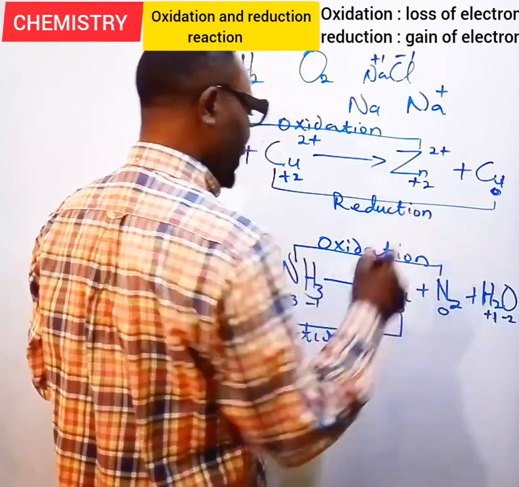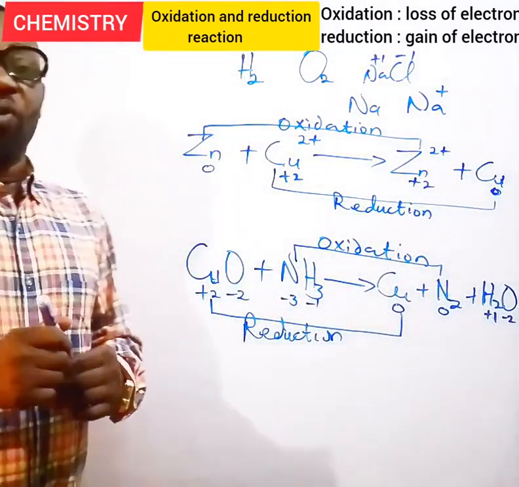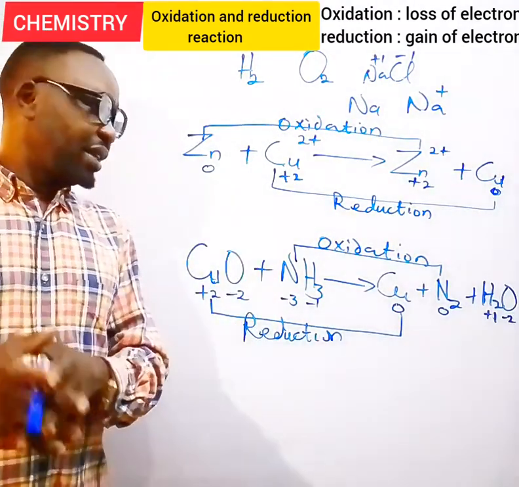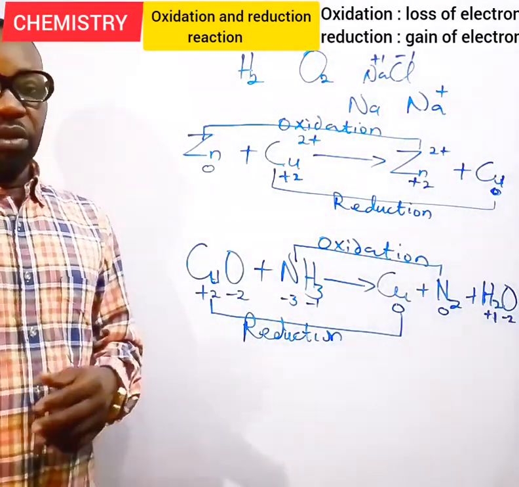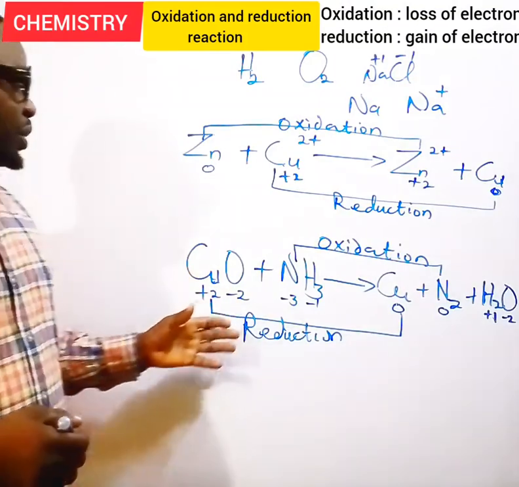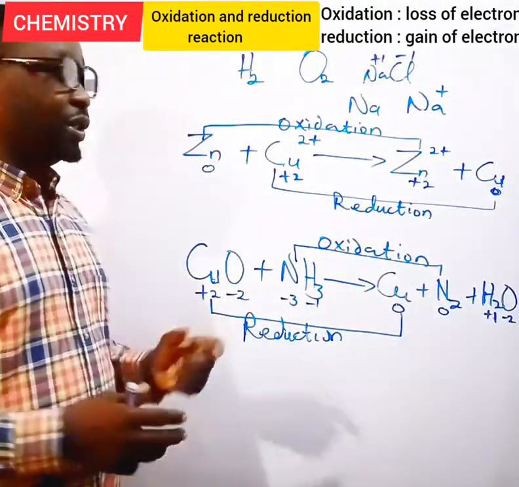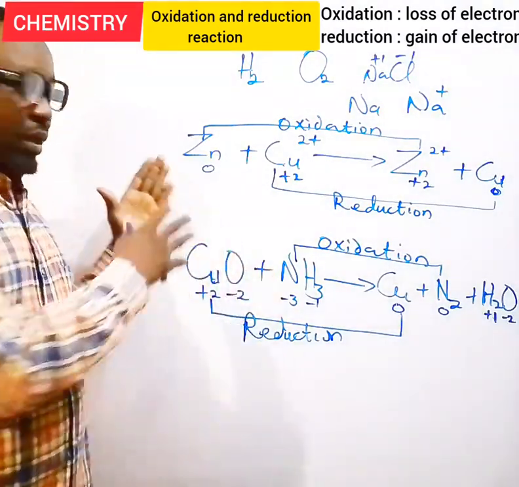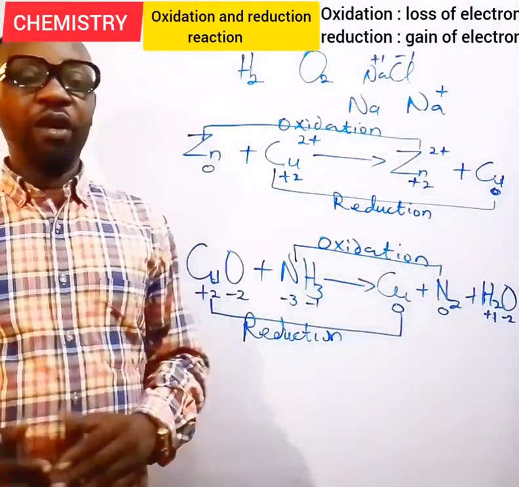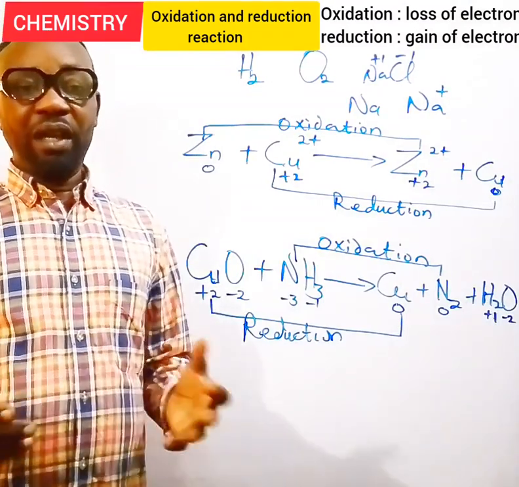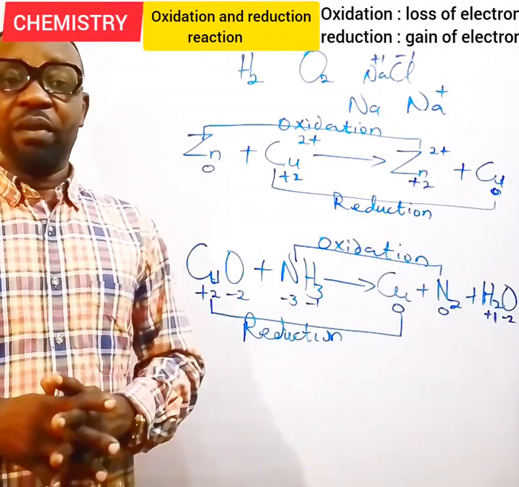Because oxidation is referred to as loss of electron, which is related to an increase in oxidation number. So that is how you're able to get what we refer to as oxidation and reduction. Oxidation is a reaction of loss of electron, and reduction is referred to as gain of electron. Take note of that. This is very, very important.